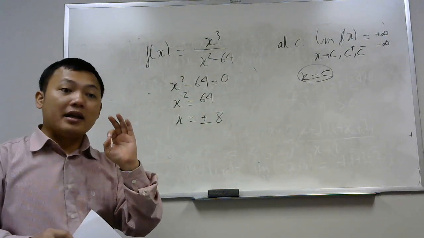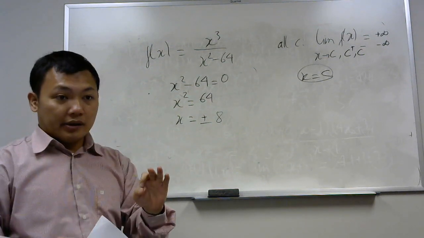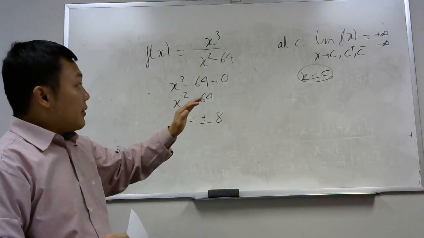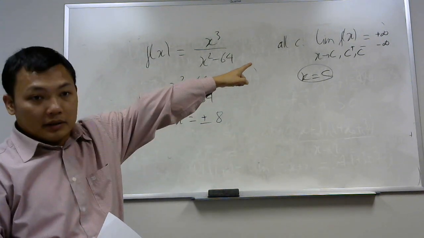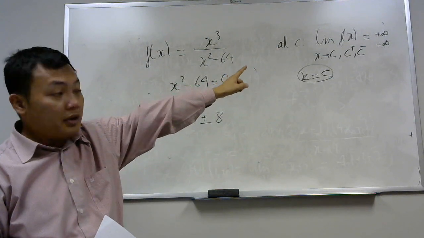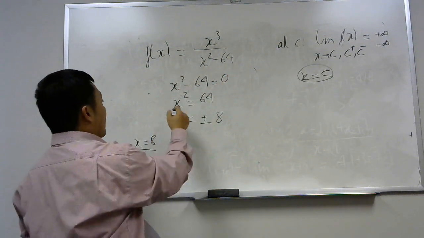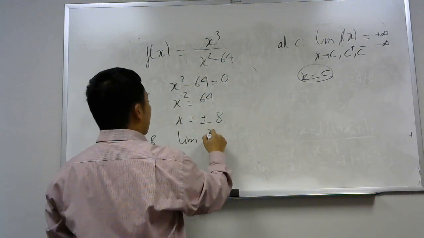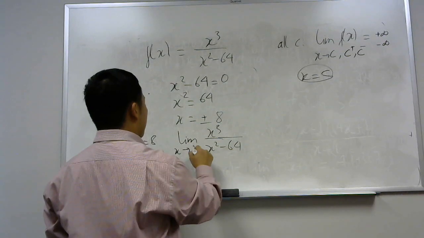I say they are candidates for vertical asymptotes because there's no guarantee. Okay. In order to know which one is a vertical asymptote, we need to check that condition, that definition. So for when x equals 8, I find the limit of x cubed over x squared minus 64, right? When x goes to 8.